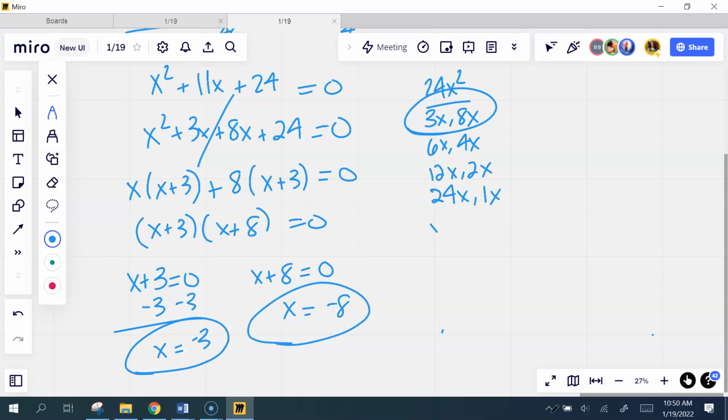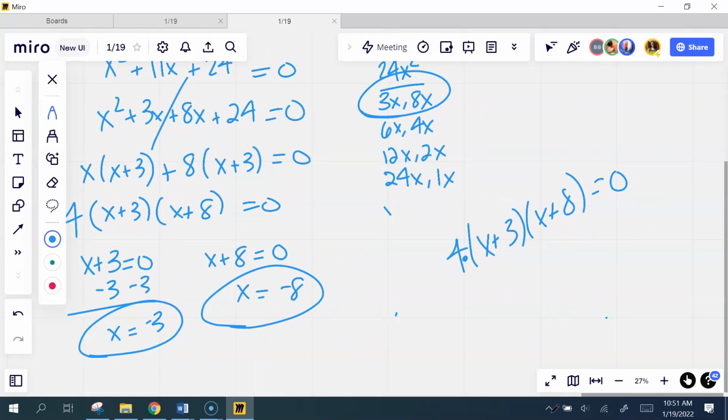If you had carried the 4 on down, you end up with something like 4 times x plus 3 times x plus 8. Remember, just one of the pieces has to be 0, but as you look, this is 3 pieces multiplied together, and if there was an x on the 4, it would be x equals 0. But because there's no variable, and 4 will never be 0, no matter what you do, it's not part of the solution.